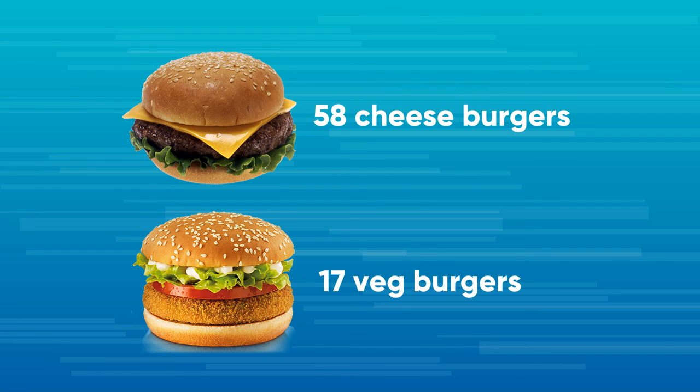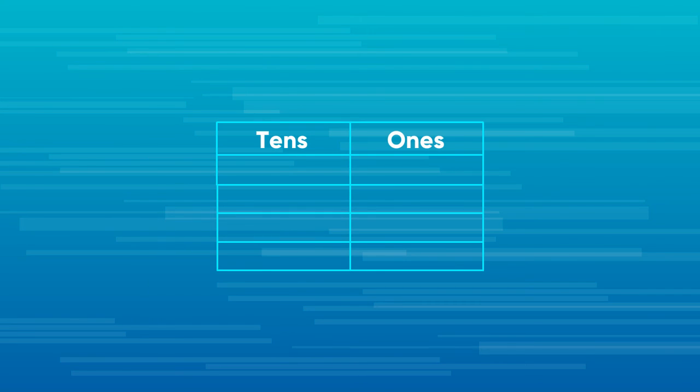Example 2. Gino ordered 58 cheeseburgers and 17 veg burgers for his birthday party. How many burgers did he order in all? 58 is equal to 5 tens and 8 ones. 17 is equal to 1 ten and 7 ones.